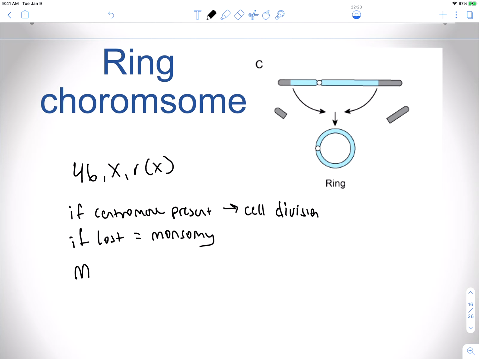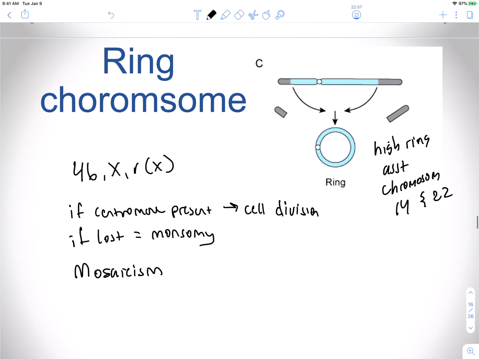And this can also be where you have mosaicism. Typically, your rings are going to form from chromosome 14 and 22. So high ring is associated with chromosomes 14 and 22. Now, ring chromosomes have been identified for every chromosome, but they're very rare and more common with respect to 14 and 22.